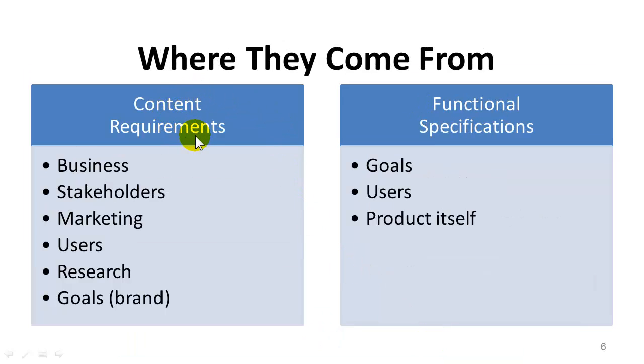Okay, the content requirements. This is from the business itself, the stakeholders, the marketing department, also from the users, research, any other type of branding. So the actual content that we're using is going to come from a lot of different sources. Now the functional specifications, how that content is essentially integrated, that's going to be dependent on the goals, on the users, and on the product itself. Here again, a video game is going to have a lot more functionality built into it than a website, than a static brochure.